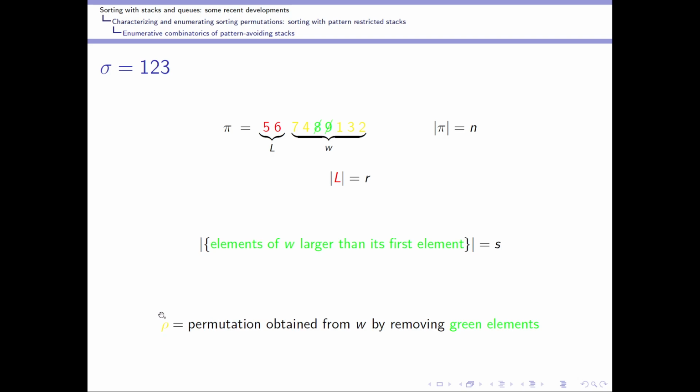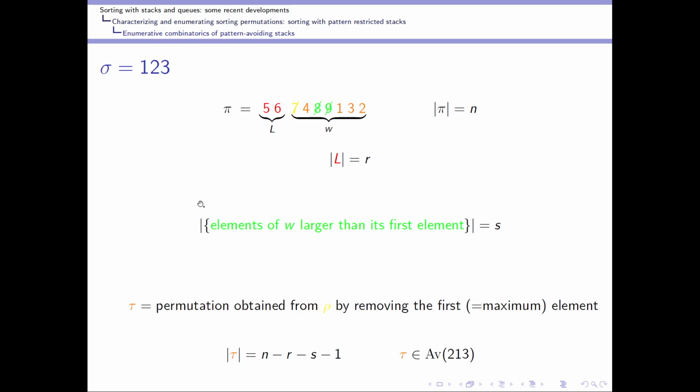I am aware that it is difficult to read this yellow rho permutation because of the yellow color, which is very light, but the reason is that we don't actually need this yellow permutation. Instead, we need this orange permutation, tau, which is obtained from rho by just removing this 7, the first element of the yellow permutation. Concerning this permutation tau, it is possible to prove that tau avoids the pattern 2, 1, 3.